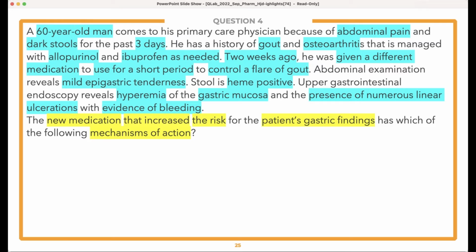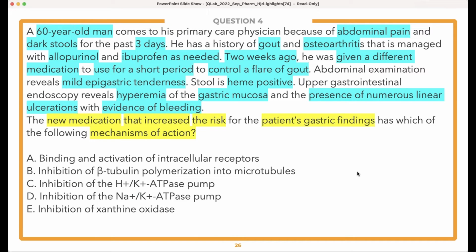Okay, so let's go ahead and take a look at those answer choices. Once again, starting at the bottom, working our way up to the top. E, inhibition of xanthine oxidase. D, inhibition of the sodium potassium ATPase pump. C, inhibition of the proton potassium ATPase pump. B, inhibition of beta tubulin polymerization into microtubules. And A, binding and activation of intracellular receptors.